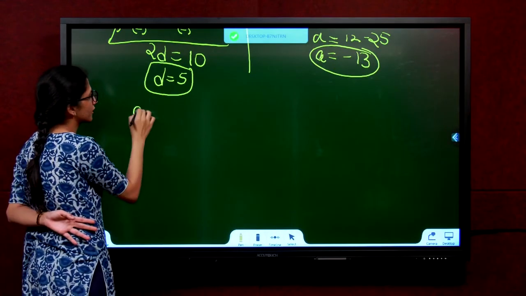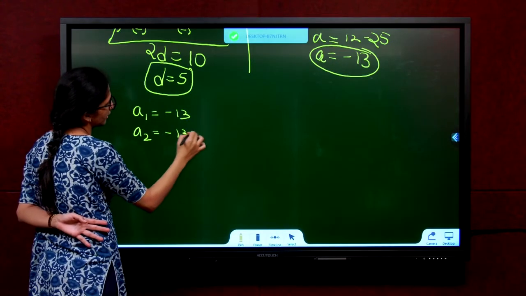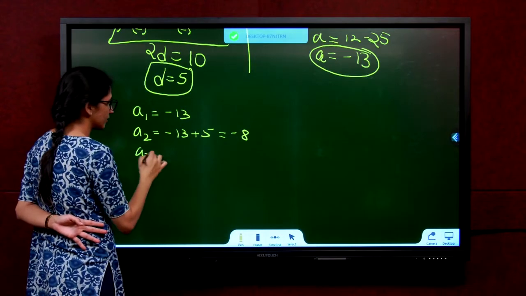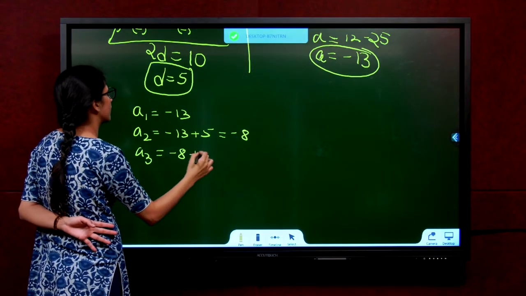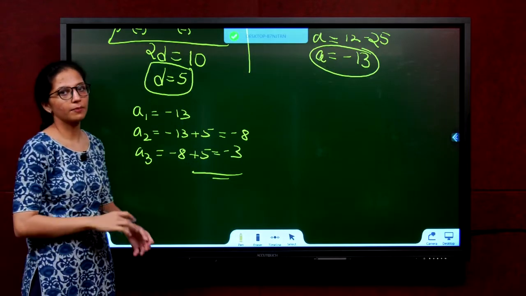You have to find the first three terms of the AP. A1 is minus 13, A2 is minus 13 plus 5, minus 8. A3 is minus 8 plus 5, minus 3. So therefore, these are the first three terms of the AP.